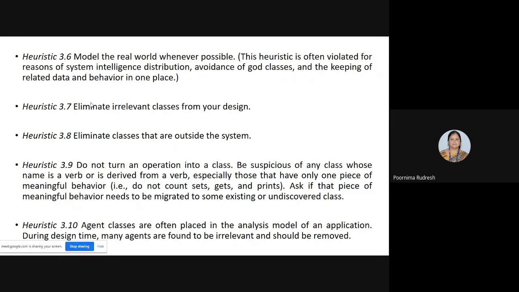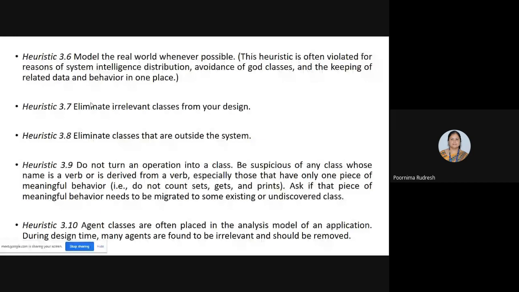And 3.9 says do not turn an operation into a class. Be suspicious of any class whose name is a verb or is derived from a verb, especially those that have only one piece of meaningful behavior. Ask if that piece of meaningful behavior needs to be migrated to some existing or undiscovered class.